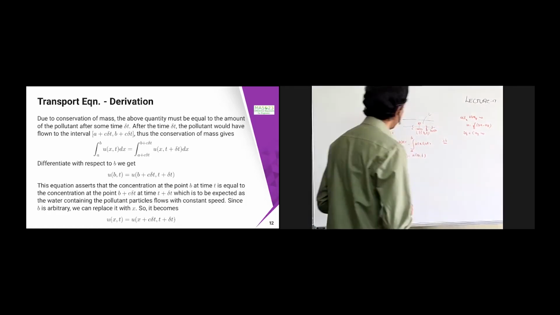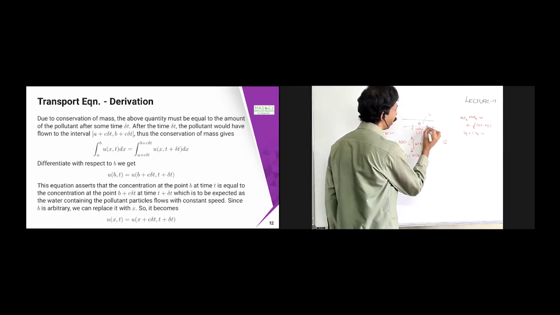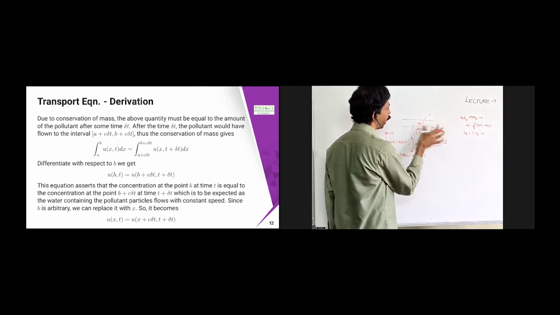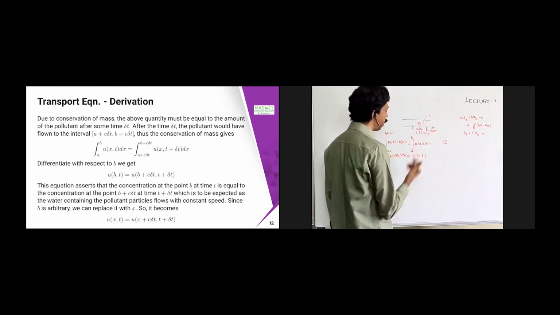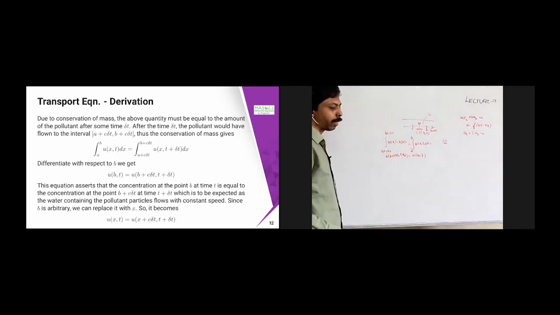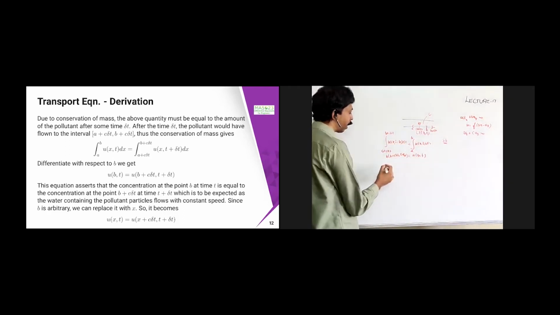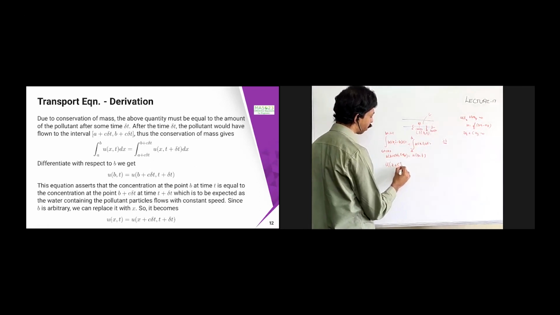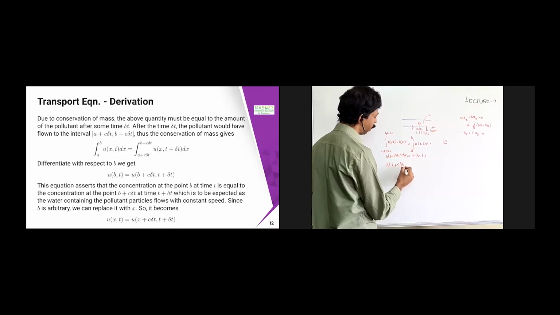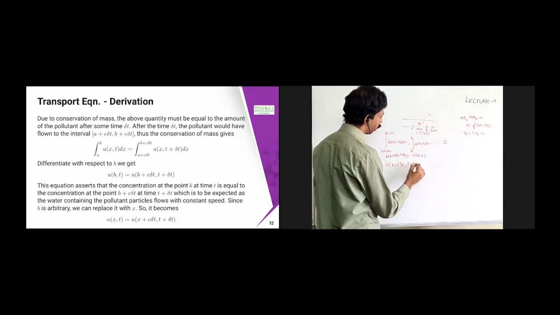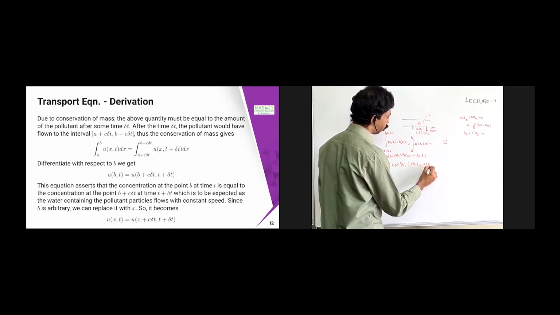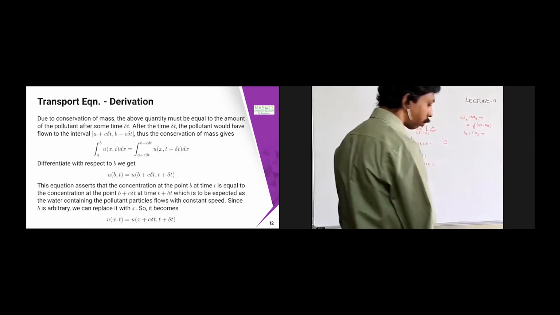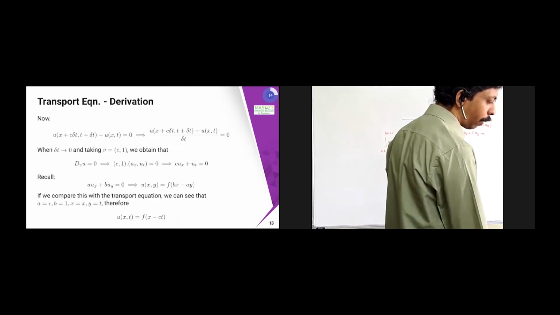Here I am just taking some interval a comma b. So this b is arbitrary. I can take it anywhere here and then observe it. Since b is arbitrary, I am just going to replace it as follows: wherever b is there, I am going to put x. So that is going to become u of x plus c delta t, comma t plus delta t, equal to u of x comma t. Now I am going to take a differentiation of this one.